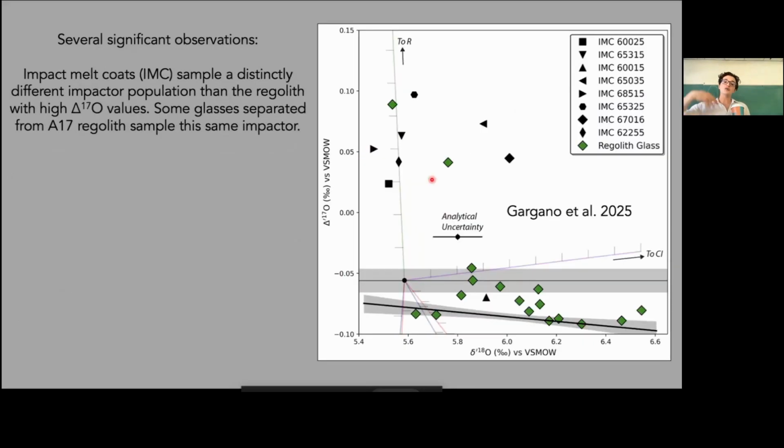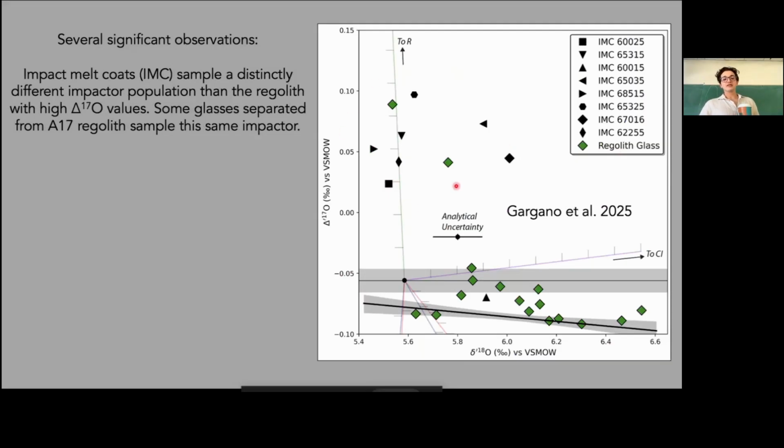All right, so now we're going to go to the other side of this diagram, looking at things with high big delta O17 values. And in this, we're plotting those impact melt coats, as well as regolith glasses I separated from the same bulk regoliths. These regolith glasses were agnostic. These likely include impact, volcanic, and otherwise. And what we're seeing here is that these impact melt coats and a couple of these regolith glasses are sampling a very distinct impactor type. And it must be an R chondrite, despite how weird that sounds.